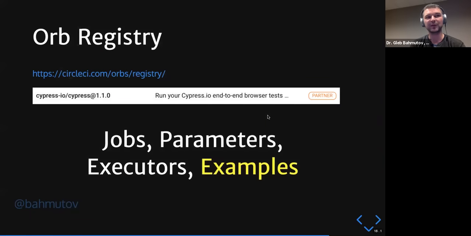Okay, so that was Cypress Orb and how to run your end-to-end Cypress test using the Orb. But where do all the orbs live? They are published to the CircleCI Orb Registry, and you can find a lot of orbs there already, published by authors of the tools. For Cypress Orb, on the registry website, you will find the documentation for the orb's job, all the job parameters, executors, and many, many examples.